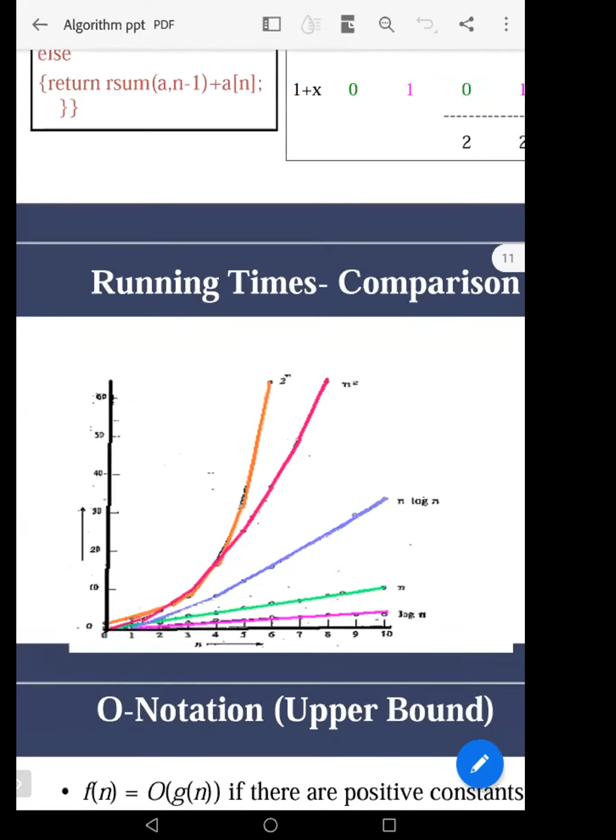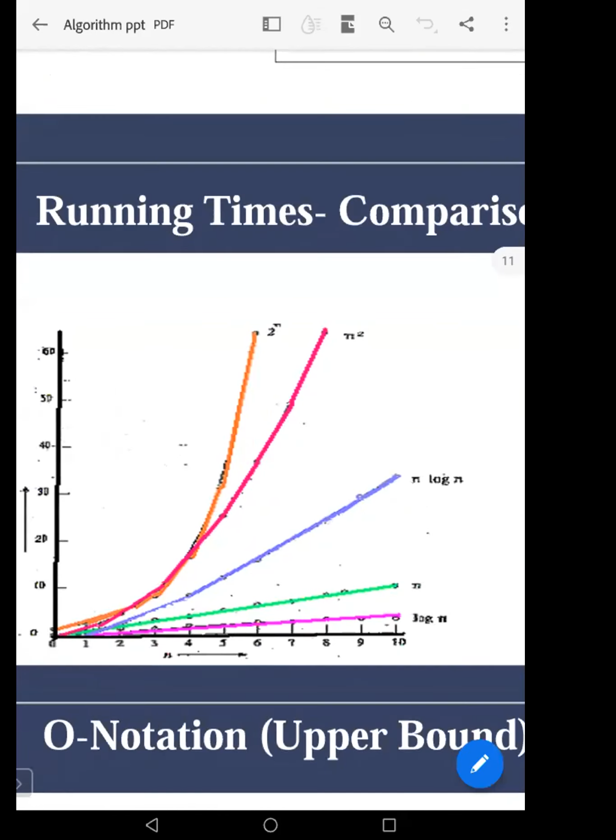Now see, this is the graph. I'm talking about the efficiency classes. There are different efficiency classes. Constant time complexity is order of 1. Then linear time complexity is order of n. Quadratic time complexity is order of n square. And then logarithmic time complexity is log of n.